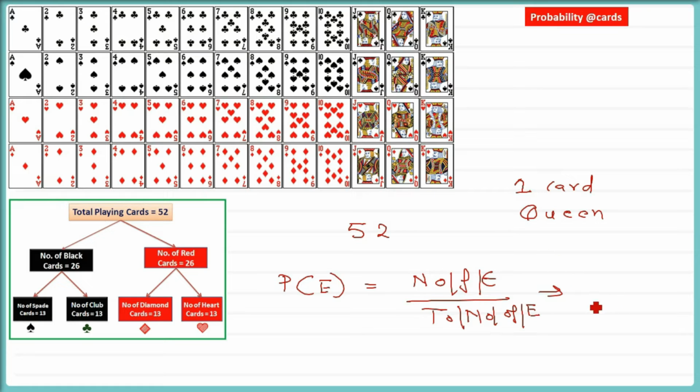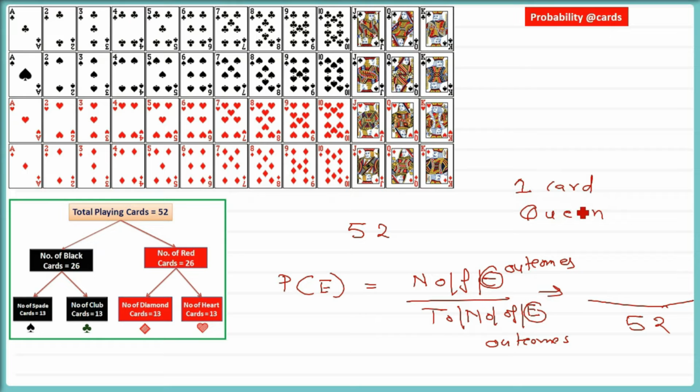So in all these 52 cards, you can pick one card. So the total number of possibilities, the total number of outcomes, can be 52. Probability is the number of favorable outcomes divided by the total number of outcomes. So the total number of outcomes can be 52. Any of the cards you can pick.